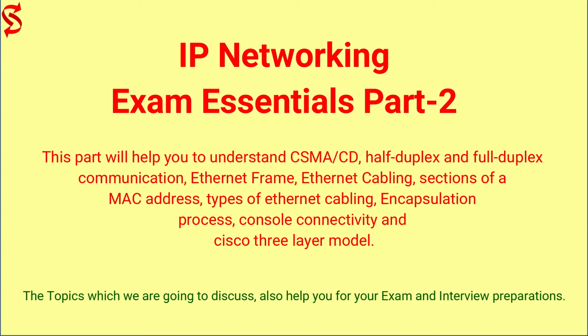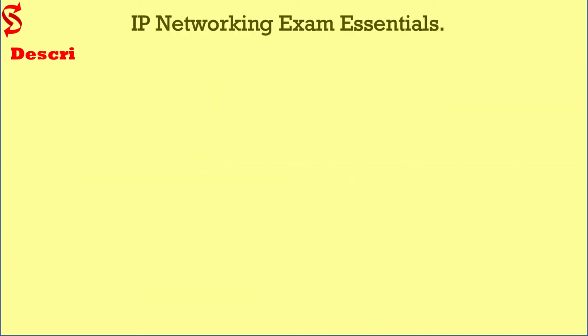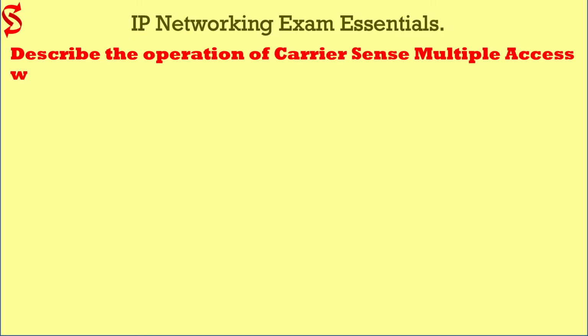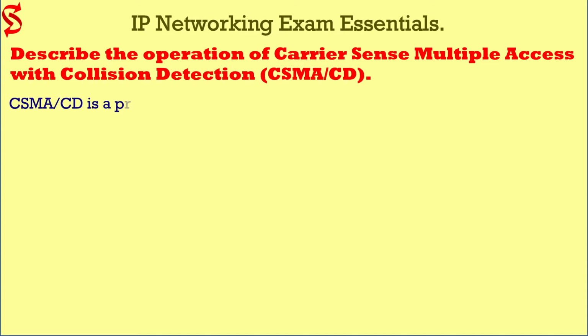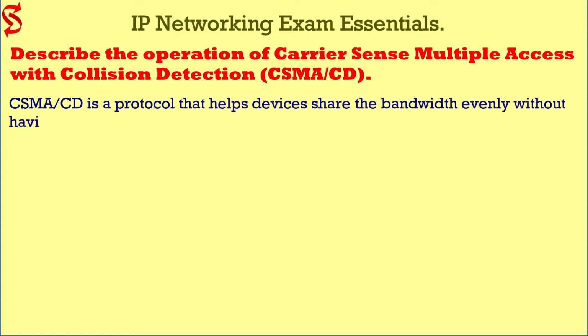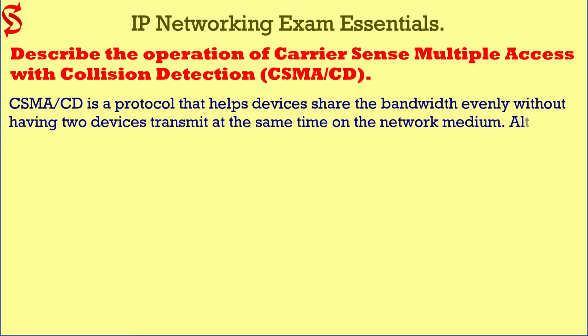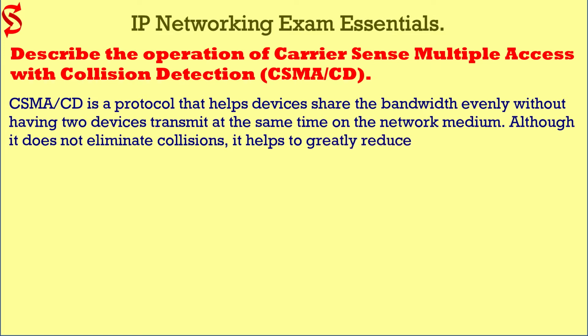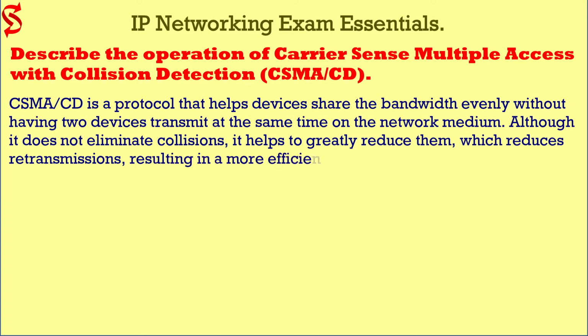So let's start. The first question is, describe the operations of carrier sense multiple access with collision detection, CSMA/CD. CSMA/CD is a protocol that helps devices share the bandwidth evenly without having two devices transmit at the same time on the network medium. Although it does not eliminate collisions, it helps to greatly reduce them, which reduces retransmission, resulting in a more efficient transmission of data for all devices.